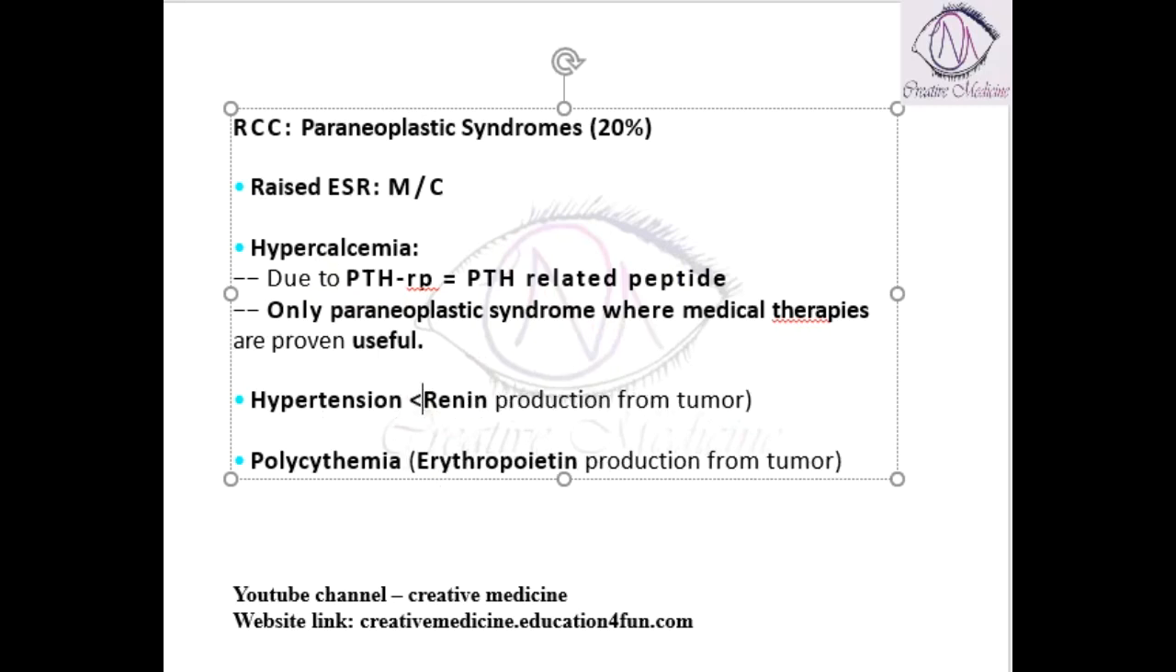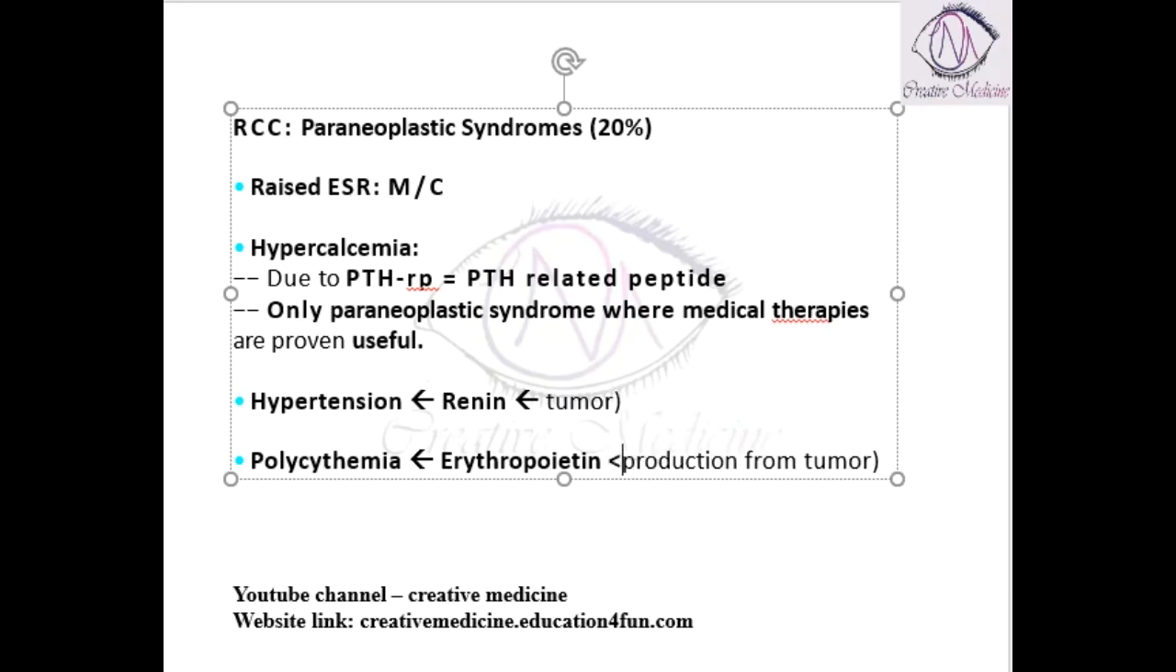Why is there hypertension? Because the tumor will produce renin. Renin is responsible for hypertension. Whenever renin is produced, renin activates the renin angiotensin aldosterone system. As a result, there is increased angiotensin production. There is also increased aldosterone production. Aldosterone causes absorption of salt and water along with vasoconstriction. Due to the combined effect of vasoconstriction and absorption of salt and water, hypertension can be seen.